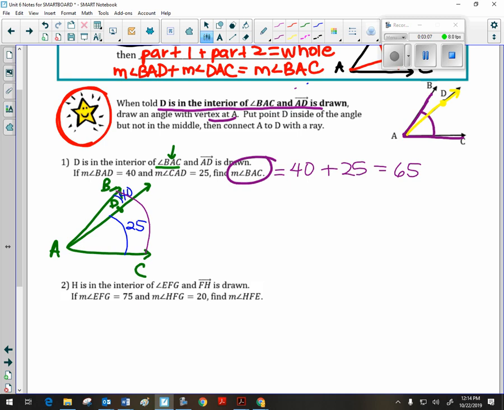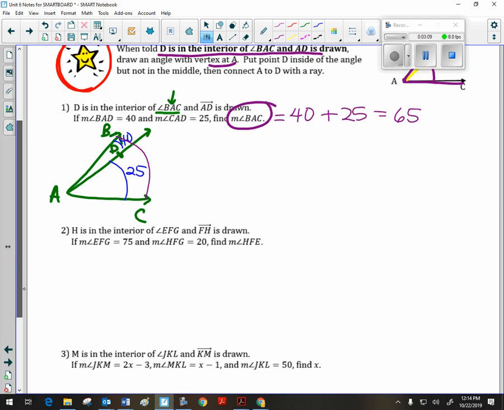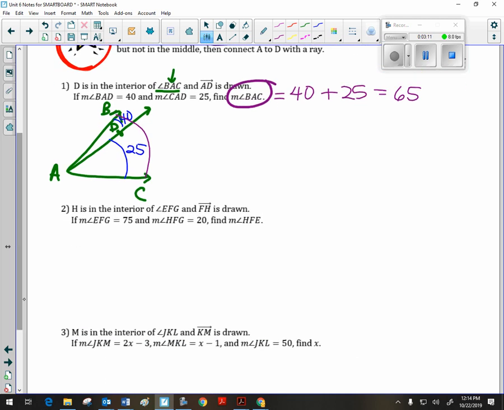When it's numbers that we're working with, it is a little bit easier. In question number 2, we're doing the same thing, but H is in the interior of angle EFG. So angle EFG, and I'm going to put H in the interior, not in the center, though. I want to make sure I make it off center.